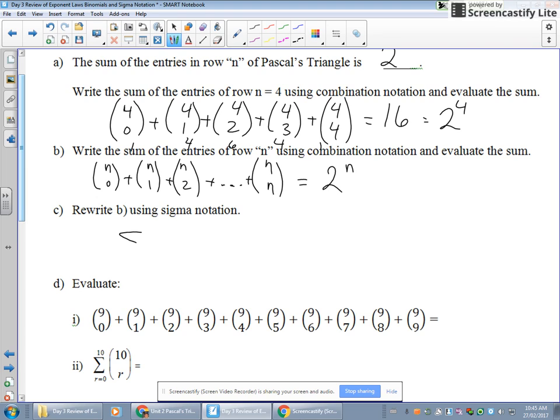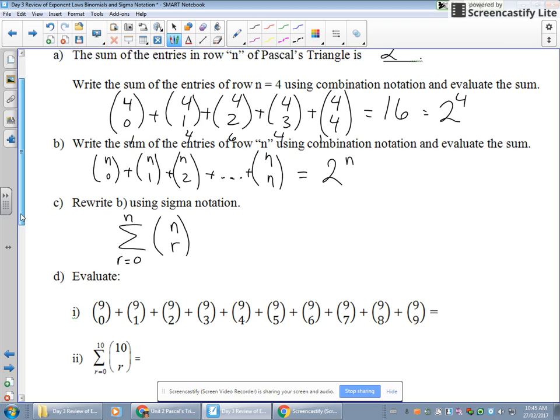So I simply write my sigma. I can see that I have to start at the 0th term. So I'll start with, let's say, starting at r equals 0, and I go up to the nth term. The n stays on top, and the variable on the bottom changes from 0 to n. So that would be, using sigma notation, how to sum up the combinations in the nth row.